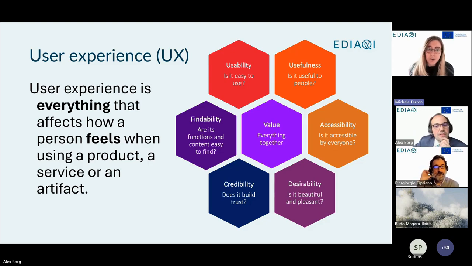This is the UX Honeycomb by Peter Morville, which is a framework that describes the key qualities of user experience. And a good system, a good product or service should be usable and useful. So users must be able to reach their goal easily, and the service must solve a real problem for them. It also needs to be accessible, desirable, and credible, so users feel included and engaged and confident. And people need to be able to easily discover its functions so they can use the system without thinking too much.